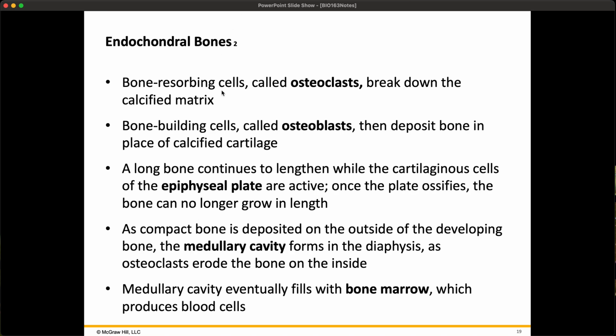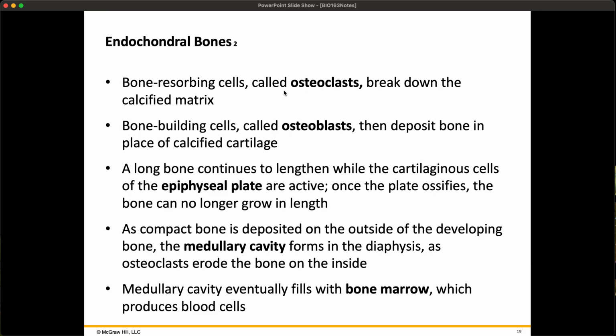So within the bone cells, we have both osteoclasts and osteoblasts. Bone resorbing, this word resorbing, is essentially breaking down. So it's reabsorbing, but resorbing is the way we say it. So bone resorbing cells, osteoclasts, break down calcified matrix, whereas bone building osteoblasts deposit bone in the calcified cartilage.